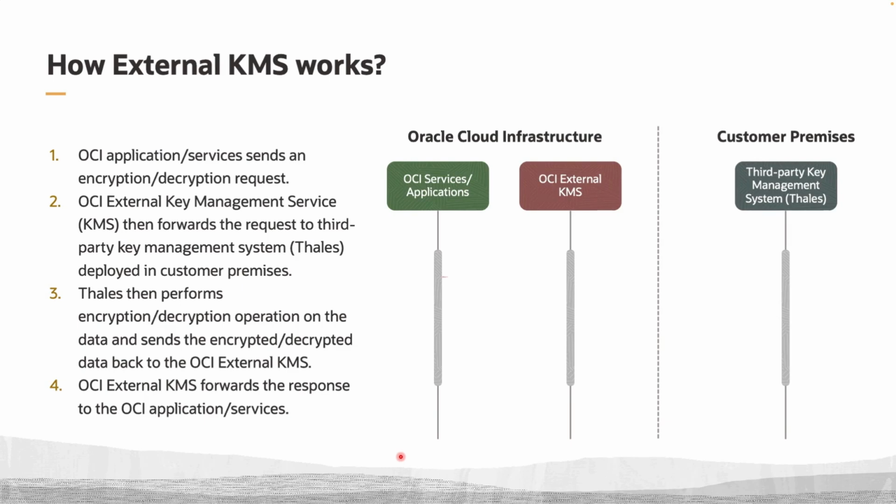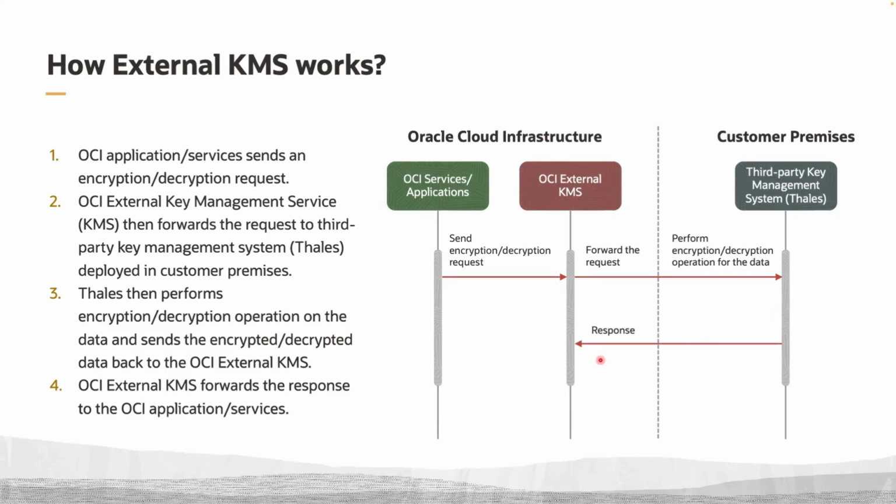First, OCI application or service sends request for encryption or decryption. Then, the request is forwarded by an external KMS to the third-party key management system, which is typically deployed on the customer's premises, such as Thales. The third-party management system then encrypts or decrypts the data as requested and returns it to the OCI external KMS. Finally, OCI external KMS forwards the response from Thales back to the OCI application or service that initiated the request.